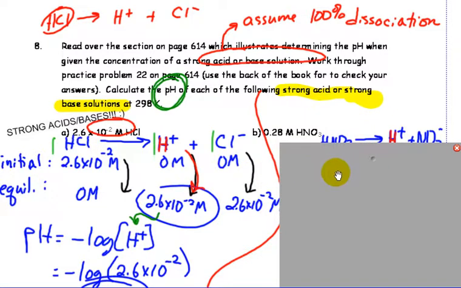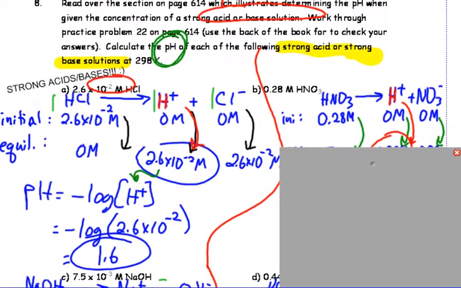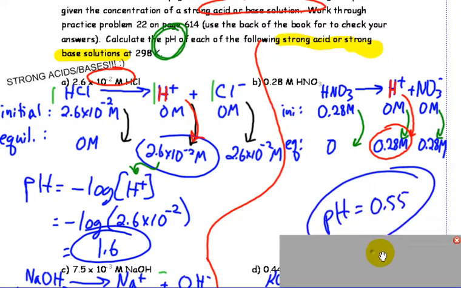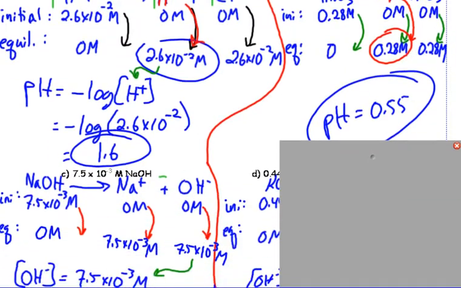So the one I left you with here, this is one of them, nitric acid, so we assume it's a strong acid. At equilibrium, whatever I had as the acid, it dissociates into hydrogen ions. So here 0.28 molar, that is simply the hydrogen ion concentration. So if I take the negative log of that, I get 0.55.